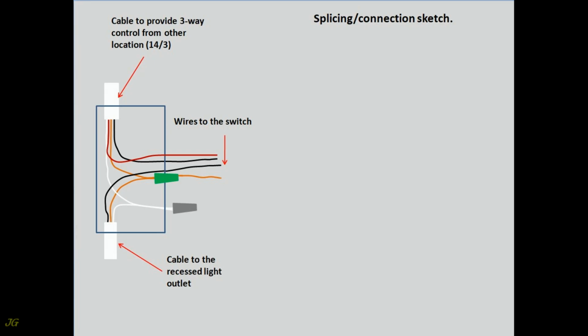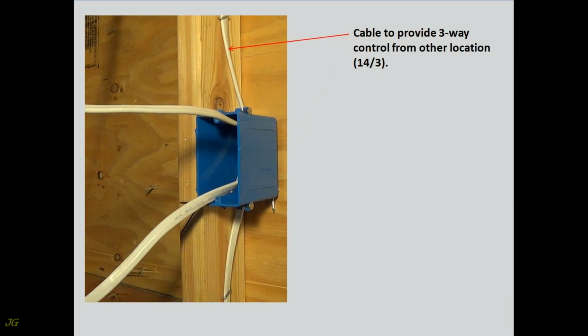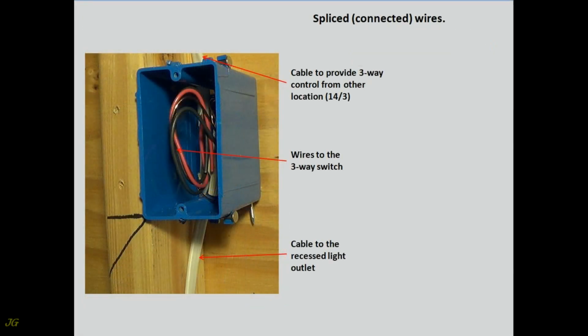Splicing connection sketch. Cable to the recessed light outlet. Cable to provide three-way control from other location, 14-3. Spliced, connected, wires.